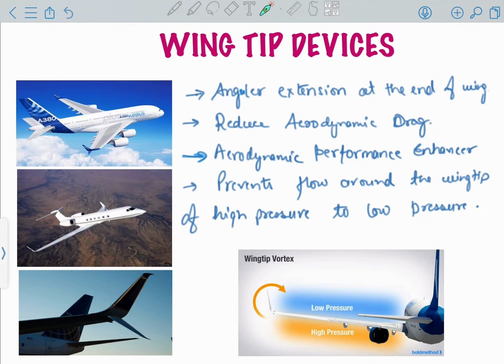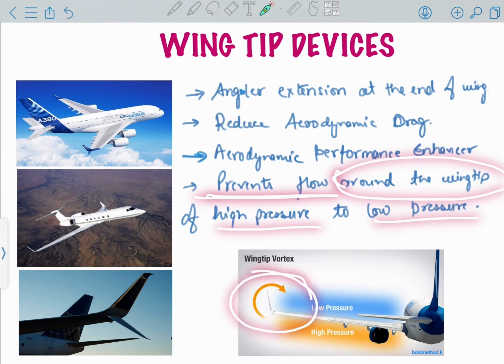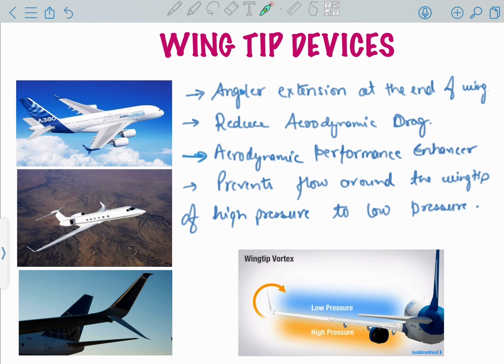Since they enhance the aerodynamic performance of the aircraft by fitment of this wingtip, it is also known as an aerodynamic performance enhancer. How does it do it? It prevents the flow around the wingtip from high pressure to low pressure, as you can see in the picture. So there are two parts of this lecture. First is how the aircraft flies, why the high pressure and low pressure is there, and second is how it reduces the aerodynamic drag.